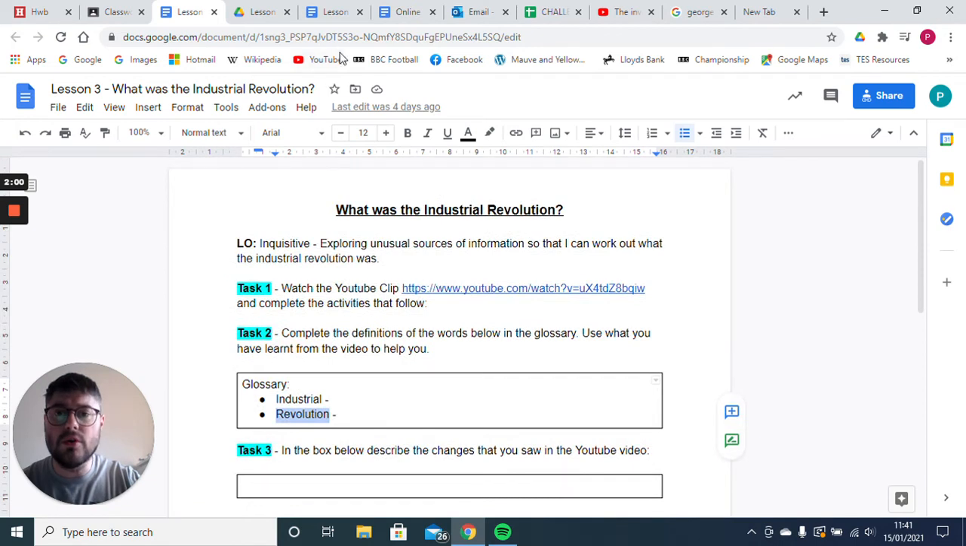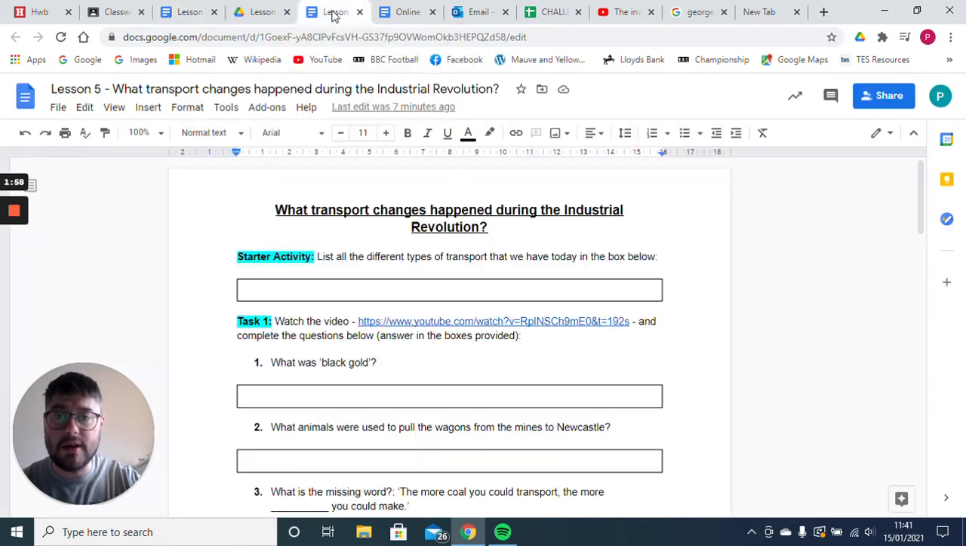For lesson 5, lesson 4 was set by Miss Sullivan, who did some map work for you. Lesson 5 is all about the transport changes that happened during the Industrial Revolution. We already know the word revolution is all about a massive change, and it wasn't just people moving from the farms to the cities. We're now thinking about what inventions were made.